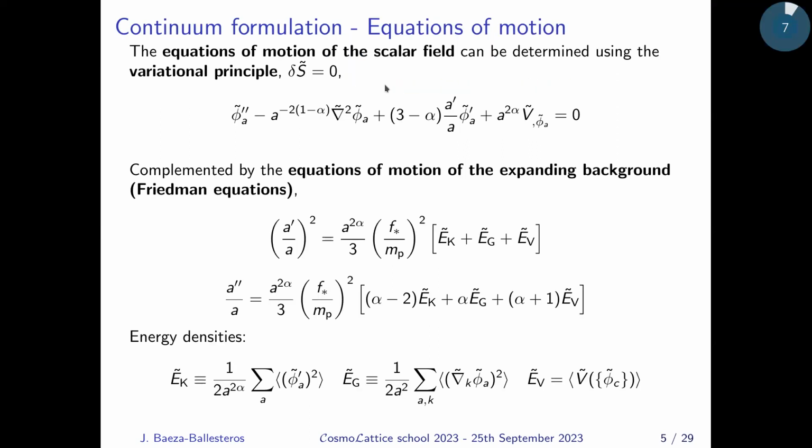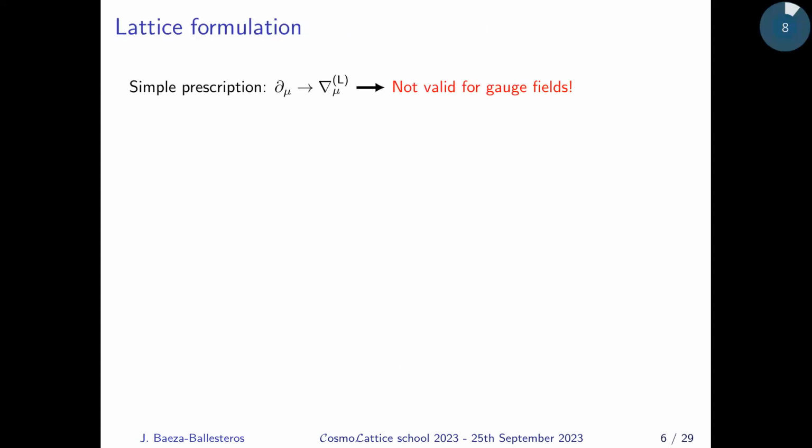then we have our equations that we want to solve, the equation for the scalar field and the equation for the scale factor. How do we solve them? We want to put them into a lattice. The way we do it, since we are working with a very simple system that just contains scalar fields, is by using a simple prescription. We transform our continuum derivatives, our theory in the continuum, into a discrete theory. This is, we substitute our continuum derivatives by lattice derivatives.